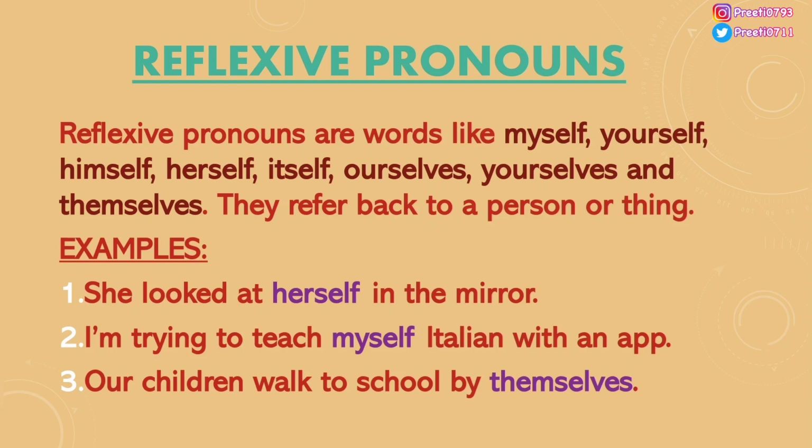Okay, now its example says "She looked at herself in the mirror." So looking into the mirror is referring back to her only. So that is why "herself" here is a reflexive pronoun. "I am trying to teach myself Italian with an app." So whom am I trying to teach? I am trying to teach myself. So the action that I am doing is being reflected upon myself only. Okay, so that is why all such words are reflexive pronouns, which refer back to that person or thing.